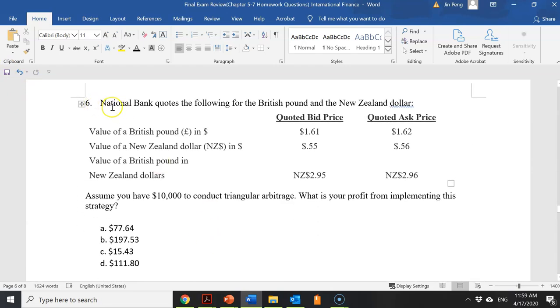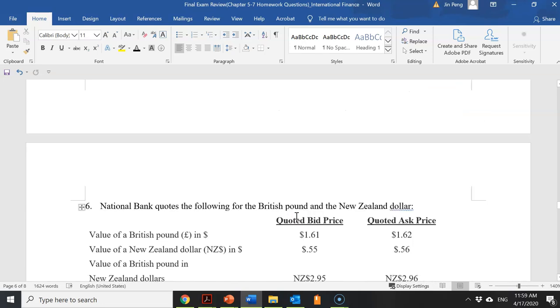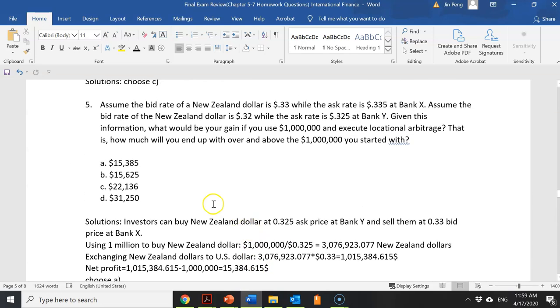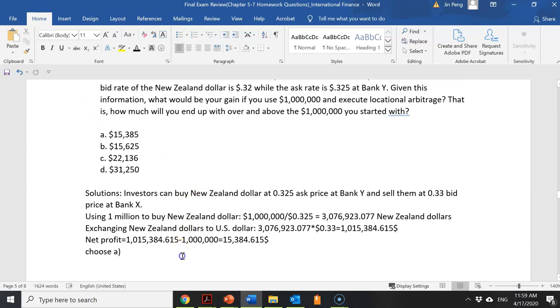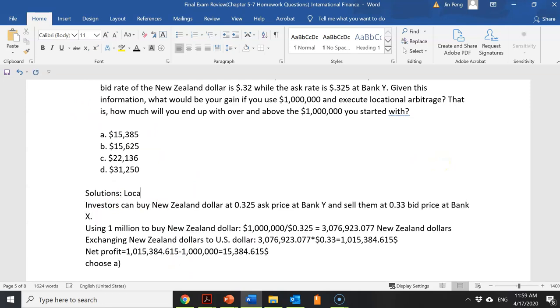Question 6. National Bank quotes the following for the British pound and the New Zealand dollars. Before we proceed to question 6, question 5 is a typical question for locational arbitrage. If you're not familiar with such questions, you can go back to our slides and there are some examples in there.